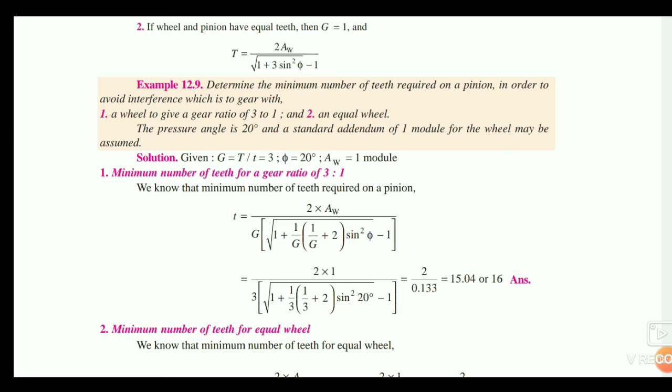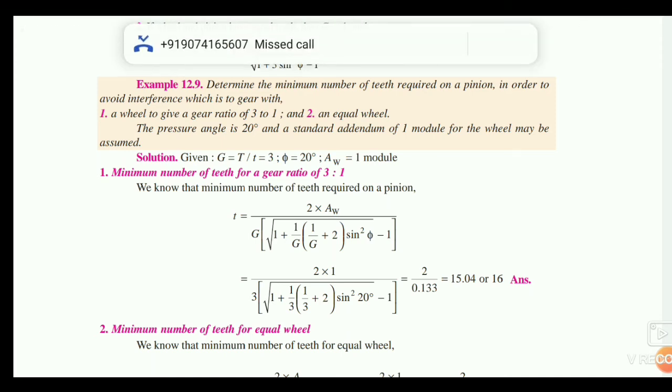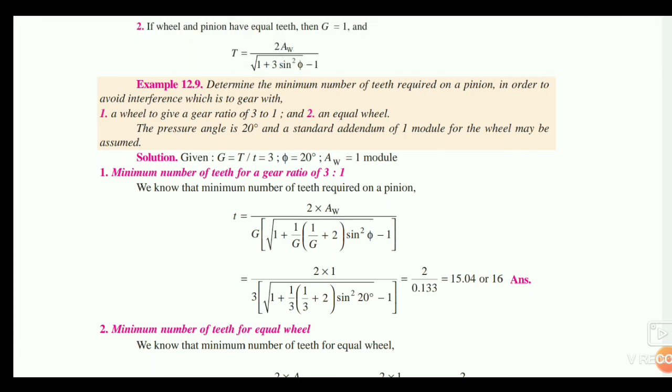So the number of teeth is equal to, we will substitute directly into that formula. You know gear ratio G is given, it is 3. Then AW is a constant, given as 1 module, that is what we are assuming. And then phi, the pressure angle, is 20 degrees, given already. Now we can directly substitute and get the answer as 16.